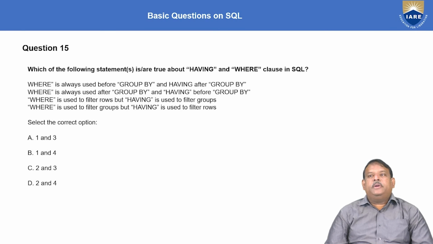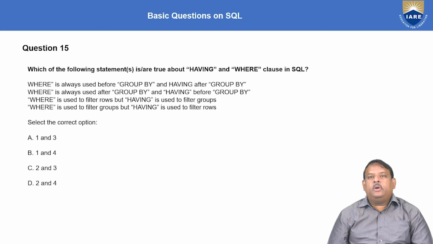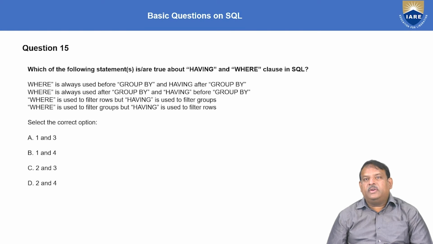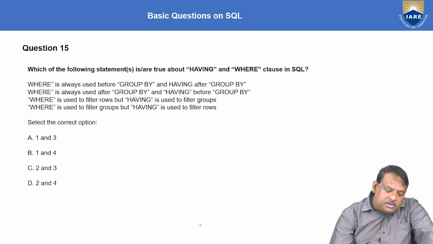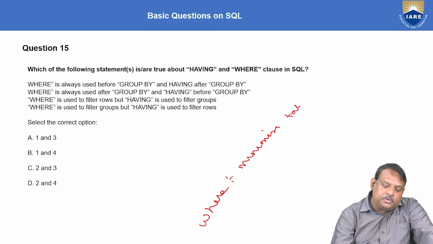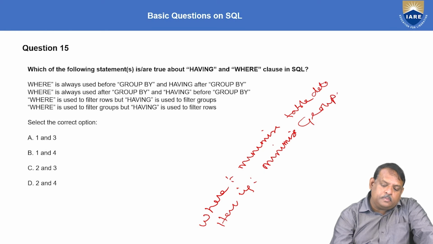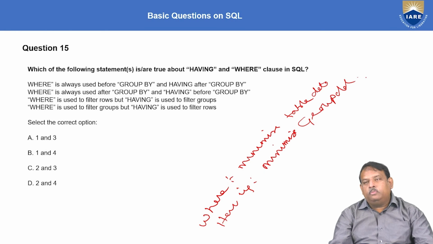Which of the following statements are true about the having and where clause in SQL? We know that the where clause is to minimize table data. The having clause is to minimize group data. So having is used to minimize the group data. Where clause is used on table data.